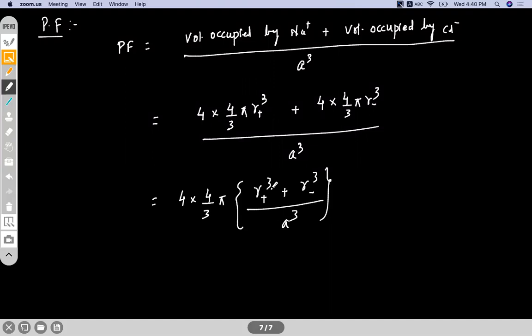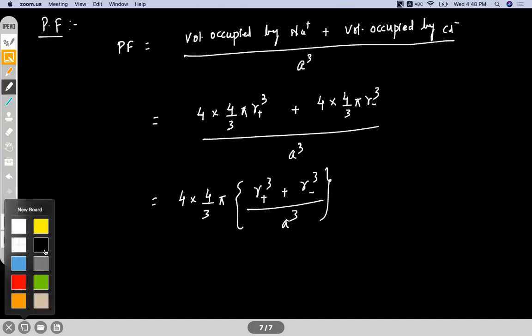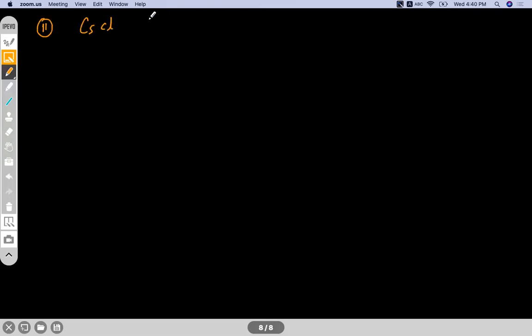We call it AB type ionic compounds. Example is NaCl. Now the second type of crystal we have is cesium chloride type, CsCl type structure. Write down. The arrangement of these ions is BCC type. BCC arrangement we have.